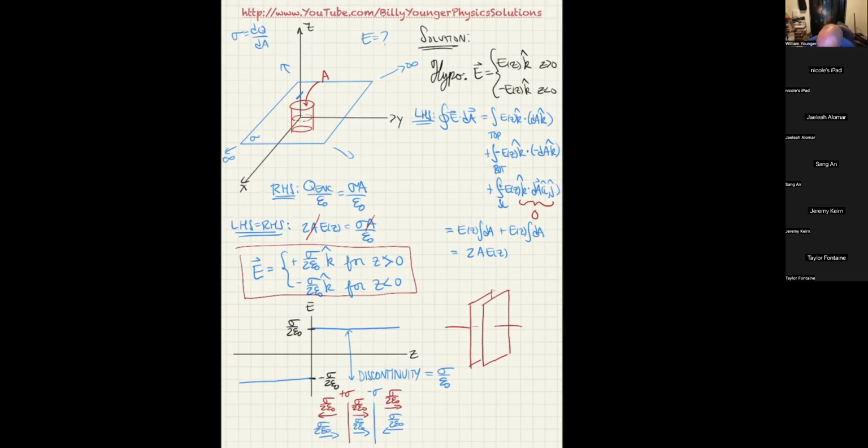So what we see is E equals 0, E equals 0, but in the middle, we see E is equal to sigma over 2 epsilon naught plus sigma over 2 epsilon naught, which is sigma over epsilon naught. And that's the electric field between plates of a parallel plate capacitor, and we're done.